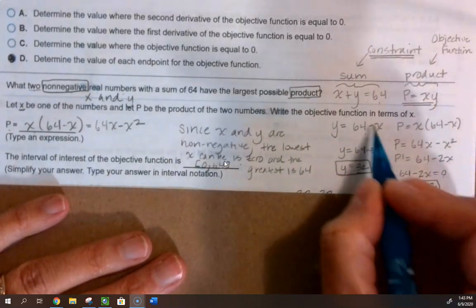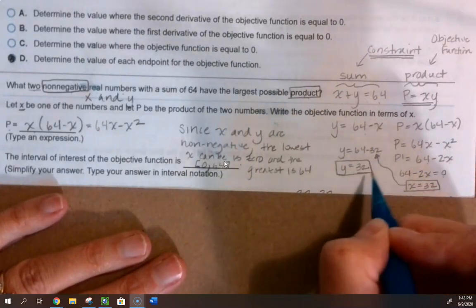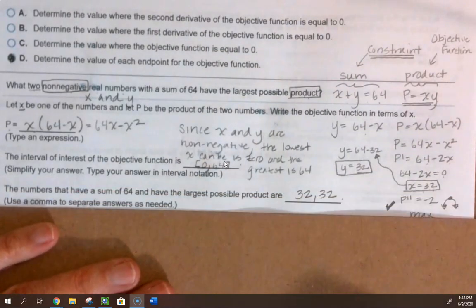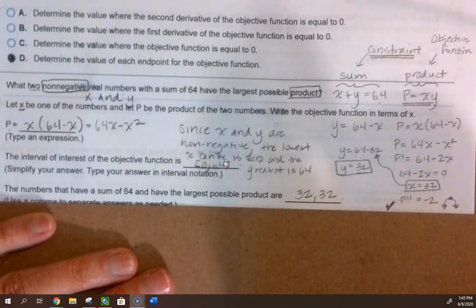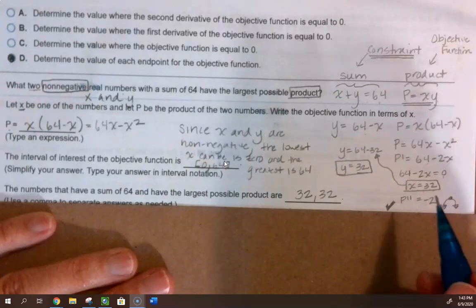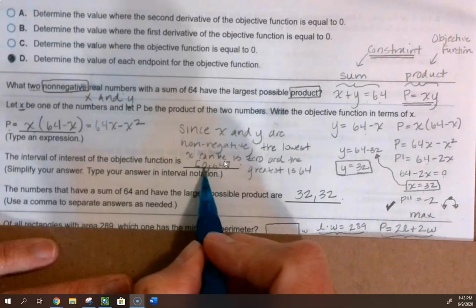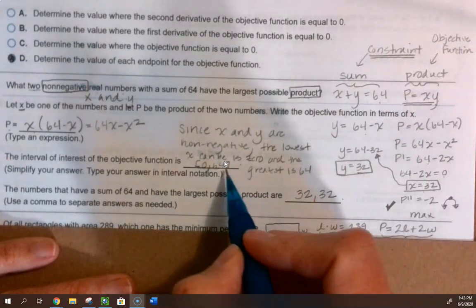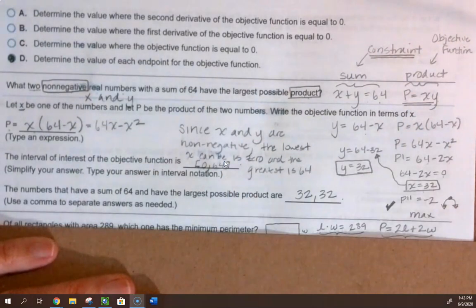Take this x, put it back into the equation that says y equals 64 minus 32, which is 32. So our answer is 32, but we should check to make sure this is actually giving us a relative maximum, or the maximum on this entire interval. We already know our endpoints can't be maximums, because if I put in 0 for x, I'm going to get a product of 0. And if I put 64 in for x, I'm going to get a product of 0 because y would be equal to 0.